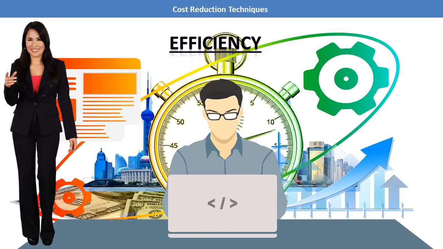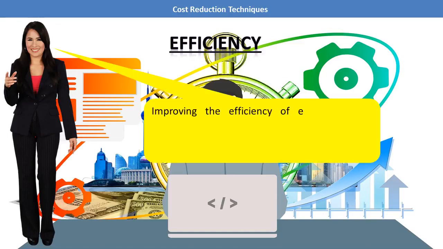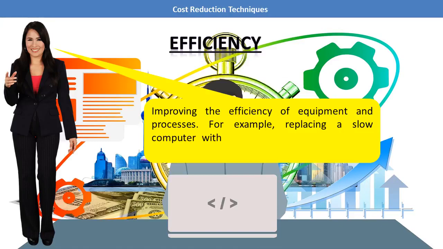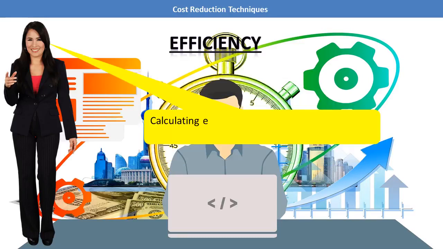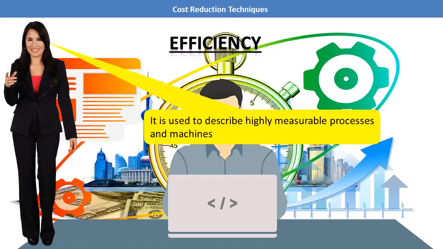Efficiency. Improving the efficiency of equipment and processes. For example, replacing a slow computer with a faster model that uses less power. It is the opposite of waste. Calculating efficiency requires a measurement of maximum potential. As such, it is used to describe highly measurable processes and machines.